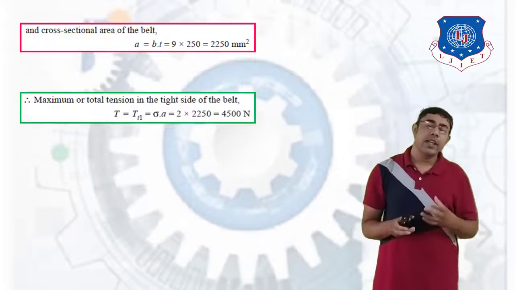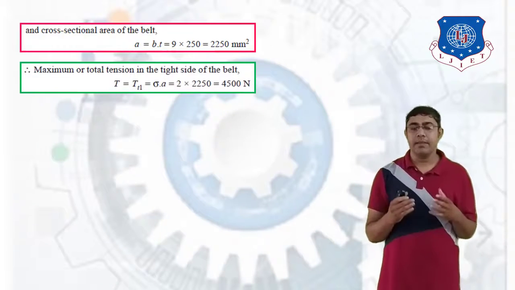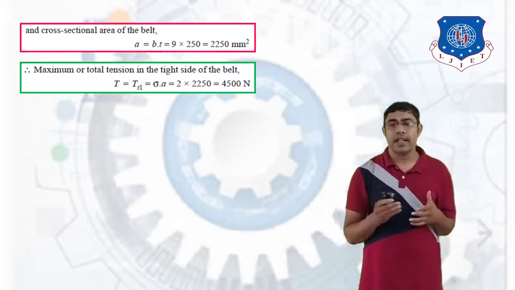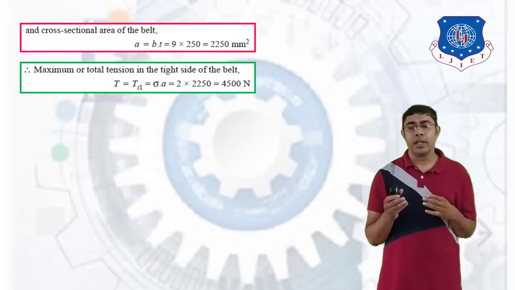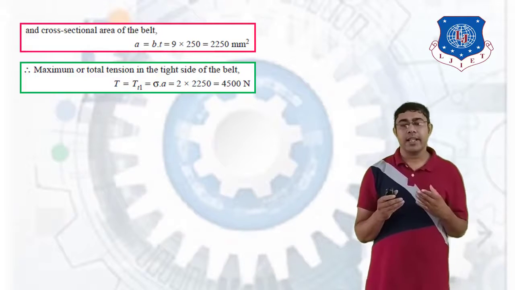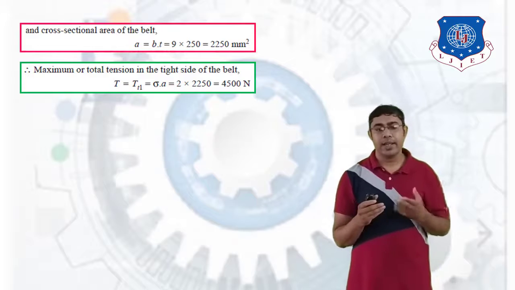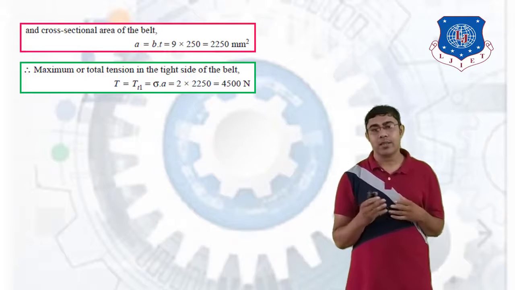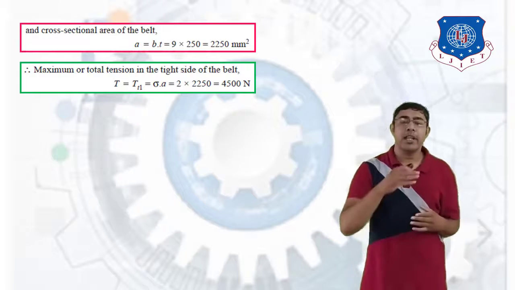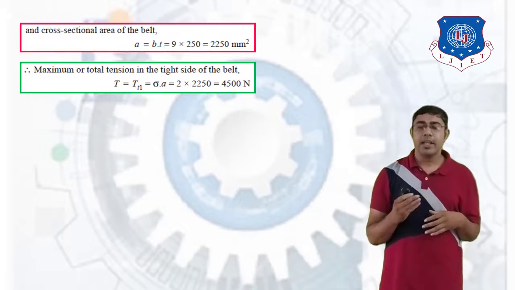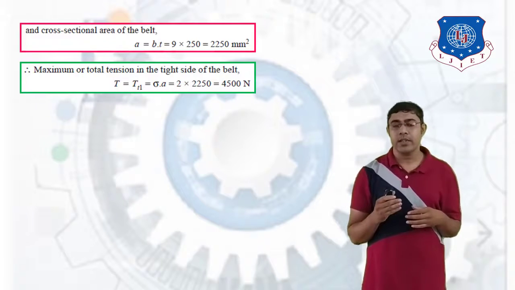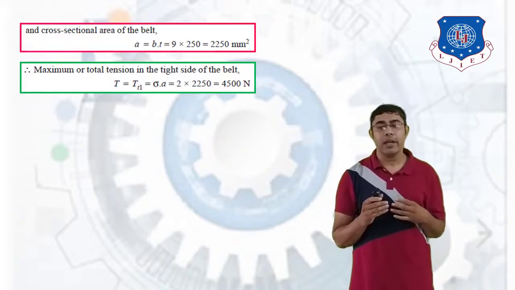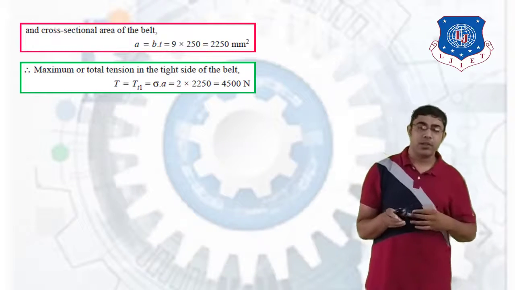Now we have to calculate the maximum or total tension on the tight side. So that is T, equal to sigma into A. Here we have the maximum stress on the tight side, that is sigma, and we know the cross section of belt. So it is sigma into A. If we place sigma is equal to 2 Newton per mm square and A cross sectional area is 2250 mm square, we get T is equal to 4500 newtons.